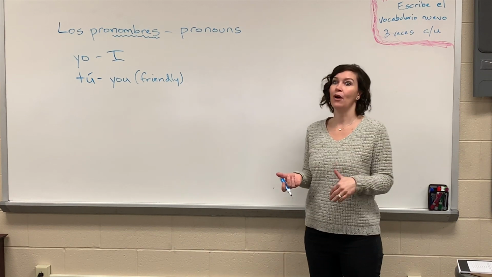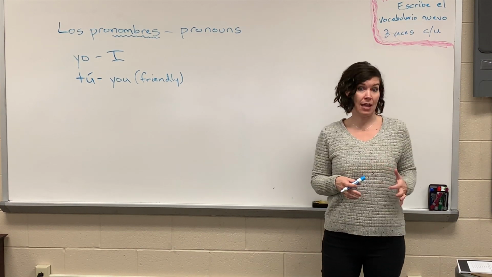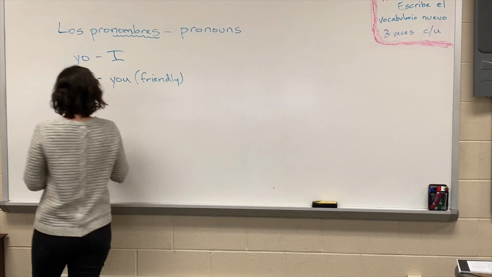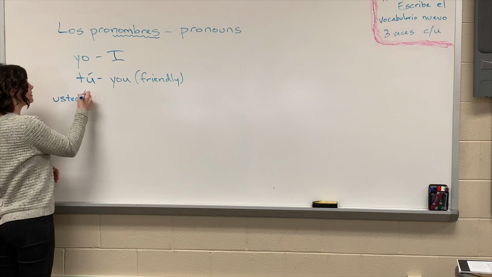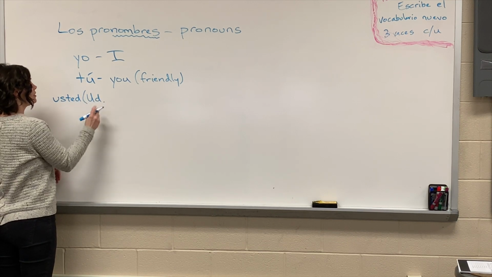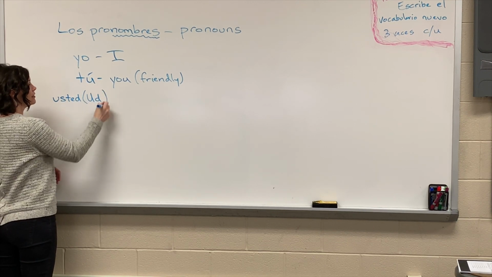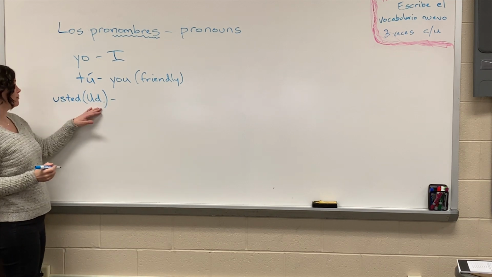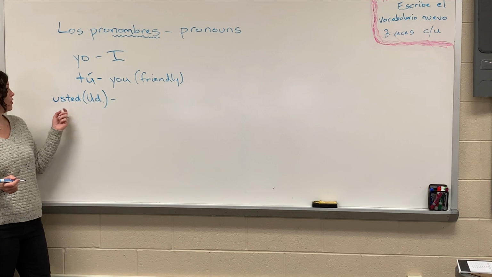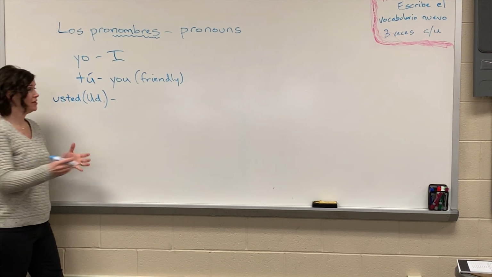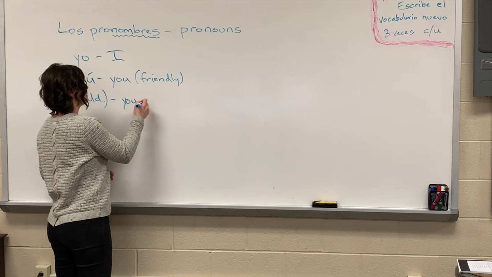The next one, however, is pretty different. Usted. Usted, you're going to see written out like this, usted, or oftentimes you'll see it capital U-D period. That's the abbreviation for usted. So whenever you see either of those, either UD period or usted, it means you, but it's formal.